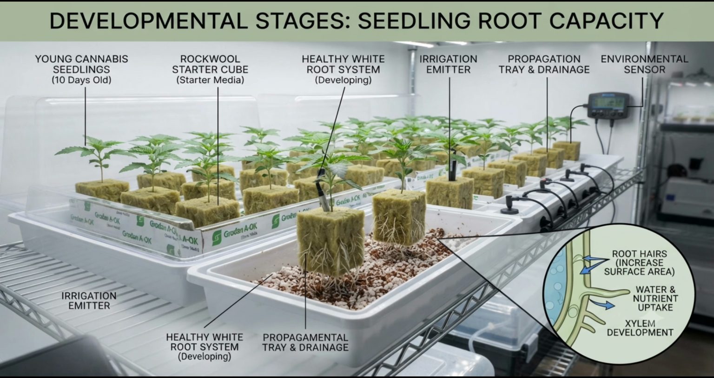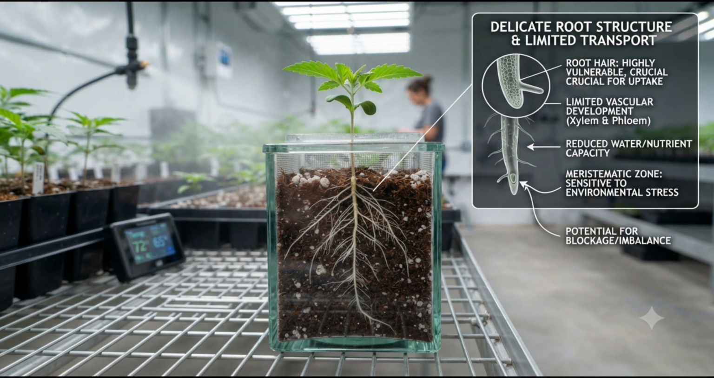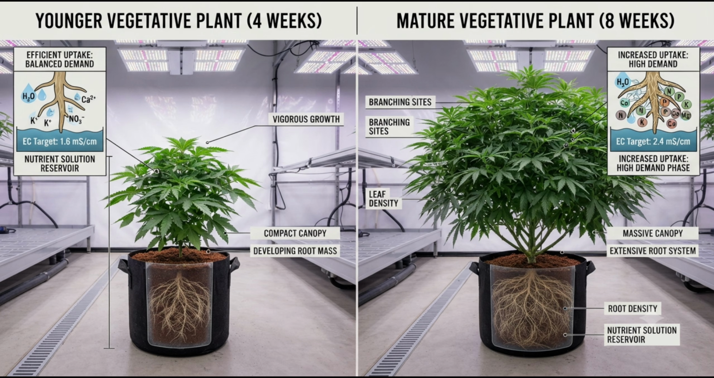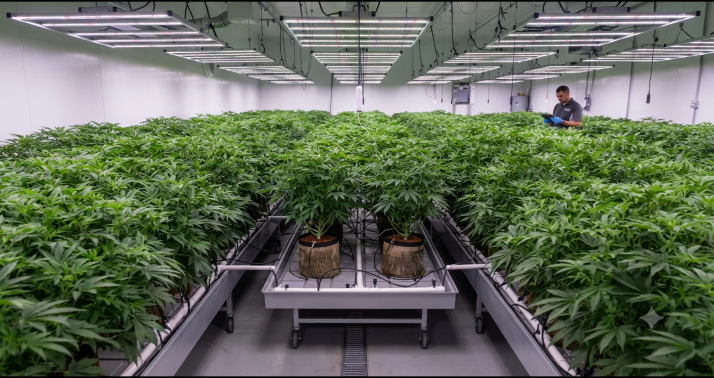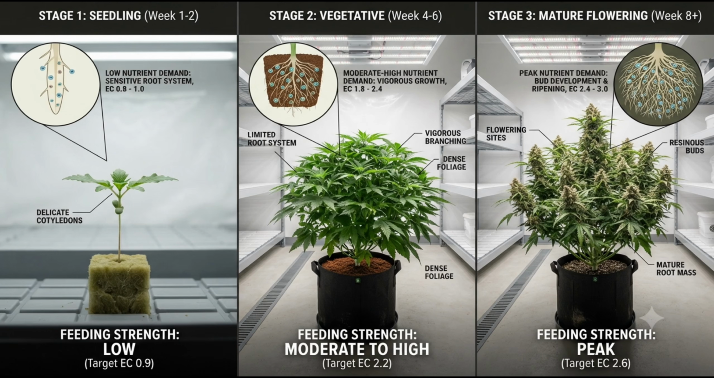Osmotic behavior shifts throughout plant development. During early growth, the root system is underdeveloped and transport capacity is limited, making it sensitive to high ionic concentrations. Lower EC environments promote stability during establishment. During vegetative growth, osmotic demand increases significantly as transpiration rises, root mass expands, and metabolic output increases. The plant can now handle higher ionic strength because transport capacity is fully active.